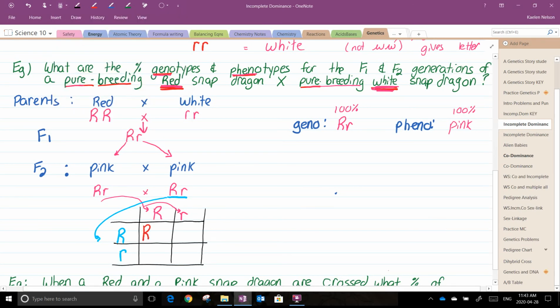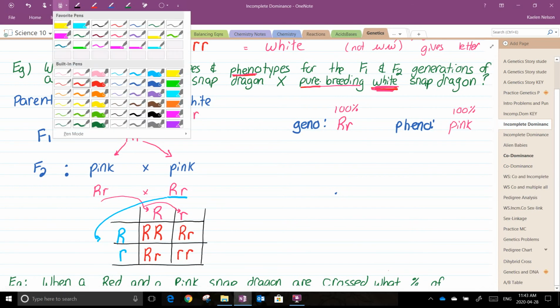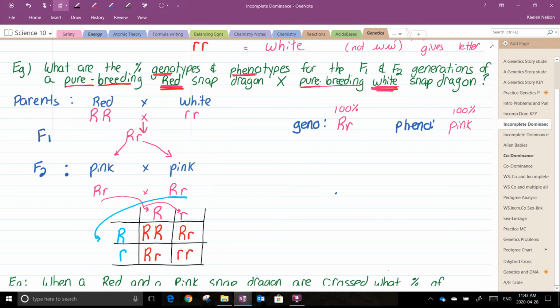Okay, and now I can fill in what my offspring would possibly be. So my first square gets two big R's. My second square, one big, one little. My third, one big, one little. Remember, the big one is always written first. And my last square gets two little r's. Okay, and just a reminder of how I came up with what goes in my square. I look down and I look across to find out which two letters I'm using.